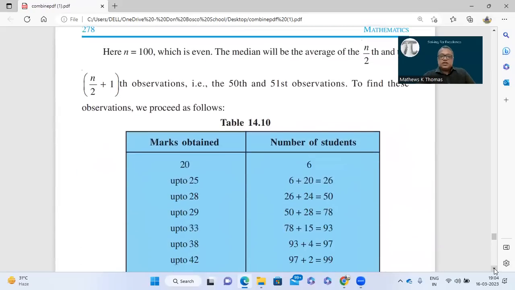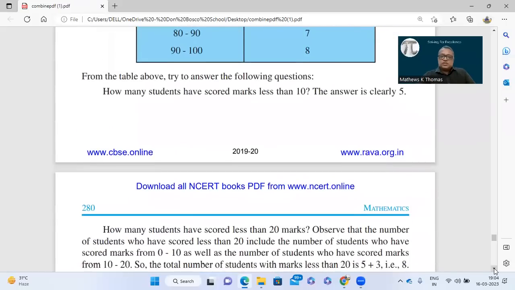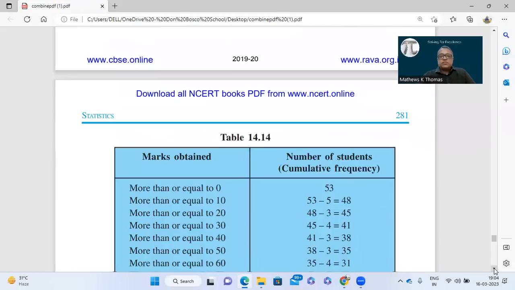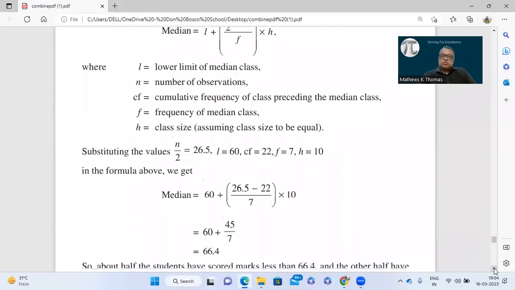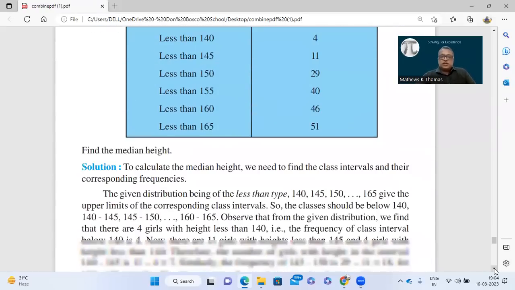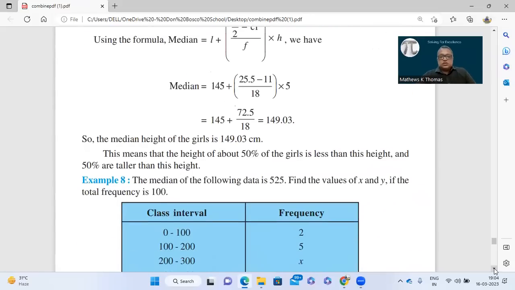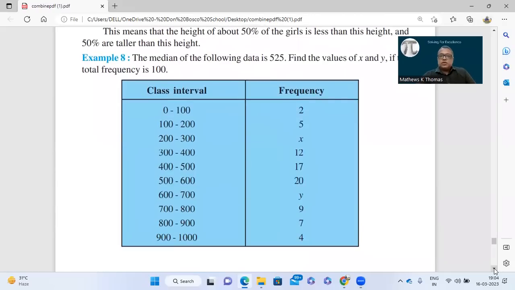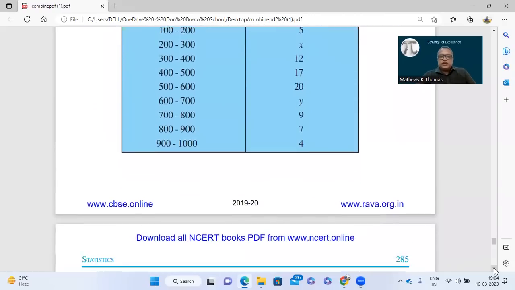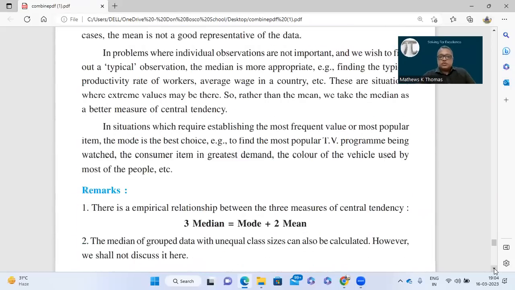And then the third exercise that we have to do is find the median. Median also, there's one formula. Median is L plus N by 2 minus CF by F into H. So definitely we can expect mean median mode in the exam. And when we look at the questions, this is an important question. This is example number 8. Very, very important. Finding out the values of X and Y. The missing frequency question is important. We are going to expect this.